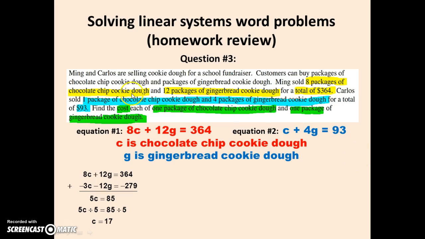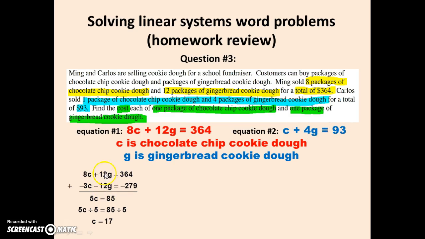Now, this time, if you notice, guys, once again, if I try and add these together, I get 9C and I get 16G. That's not going to eliminate anything. So see if you can figure out, what did I do? I left the red equation alone. I did something to the blue equation. Let's see.